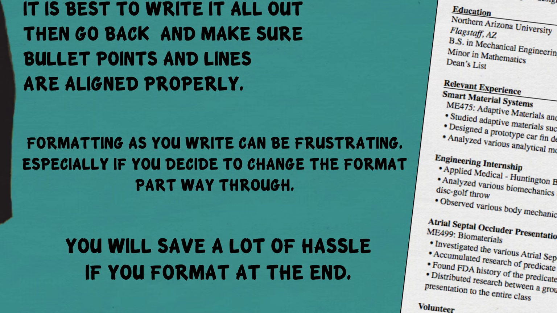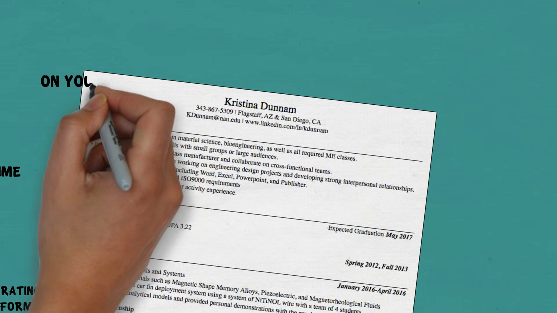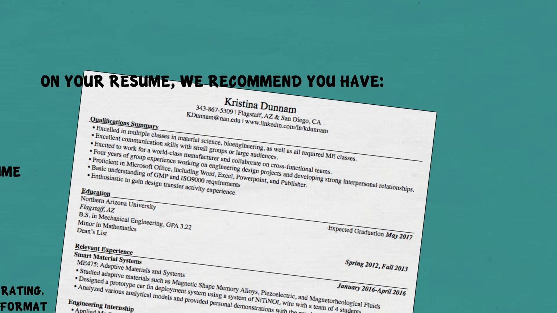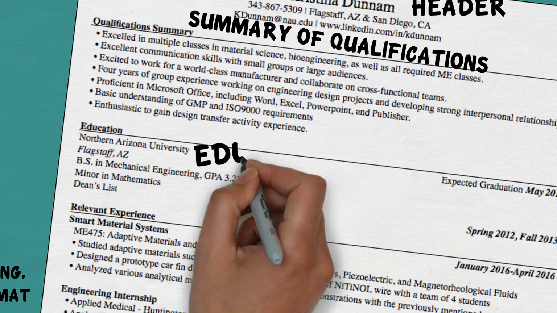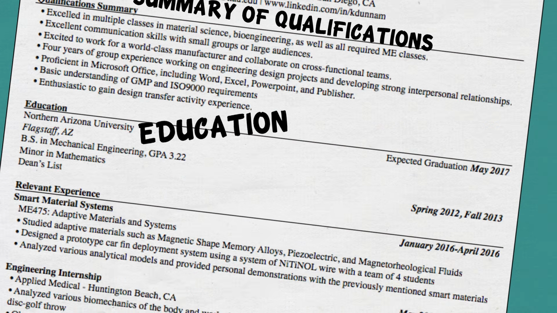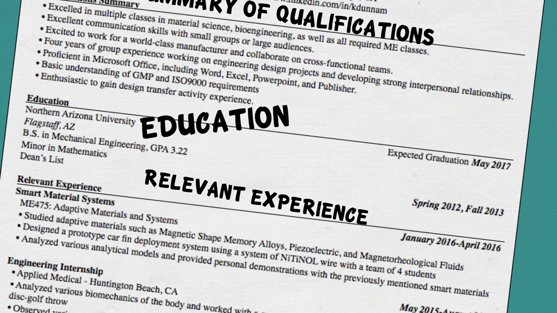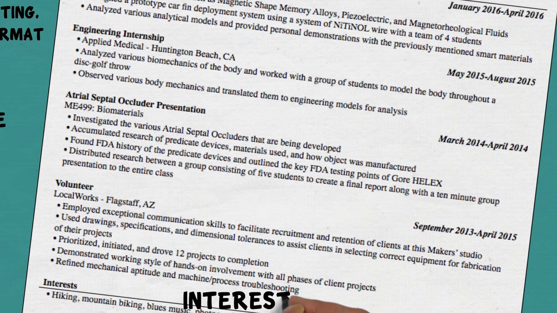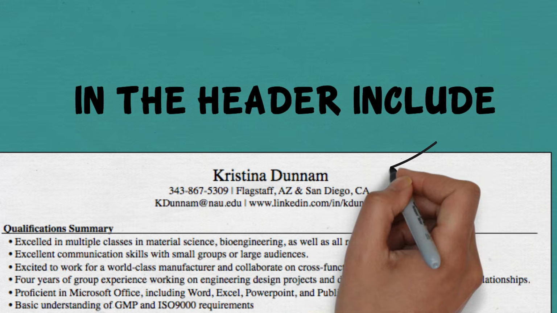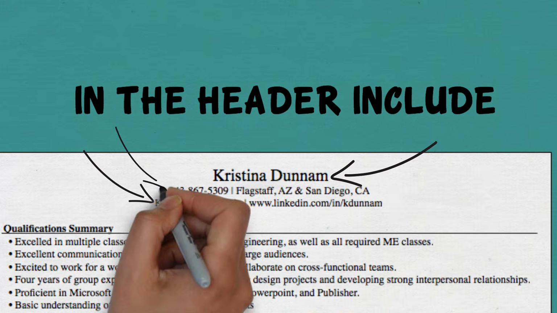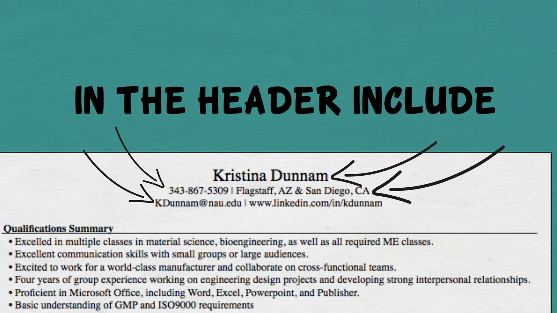Here are the sections we recommend you have on your industry resume: header, summary of qualifications, education, relevant experience, and possibly one other like interests or awards, for example, in that order. In the header, include your name, email address, phone number, and where you're from.